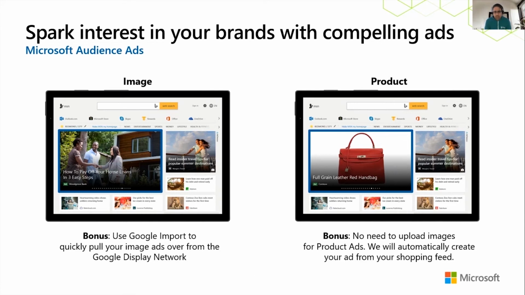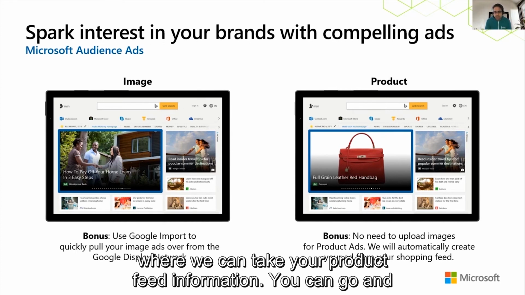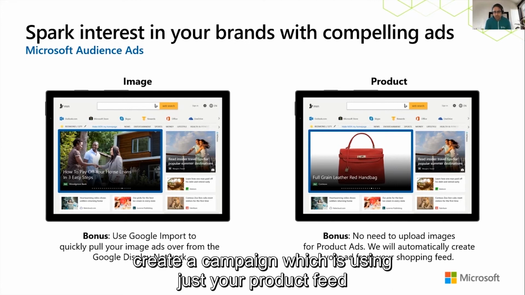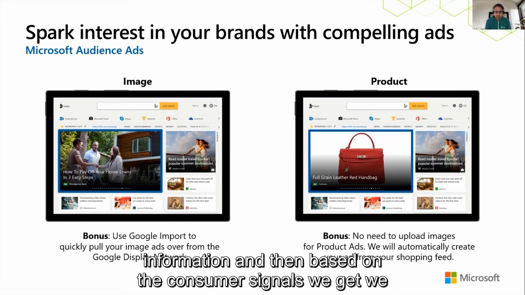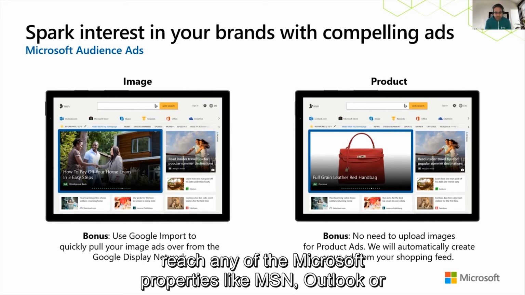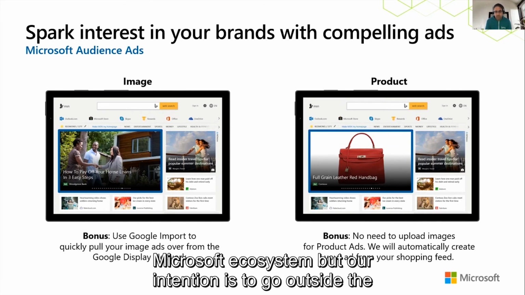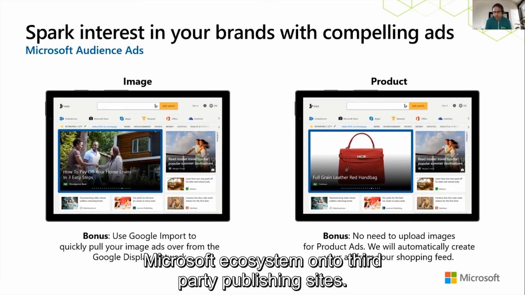Now, focused on retail, if you look on the right-hand side, this is where we can take your product feed information. You can create a campaign which uses just your product feed information, and then based on the consumer signals we get, we can show relevant products to that consumer directly when they reach any of the Microsoft properties like MSN, Outlook, or Edge. Today, we're serving these ads within the Microsoft ecosystem, but our intention is to go outside the Microsoft ecosystem onto third-party publishing sites.